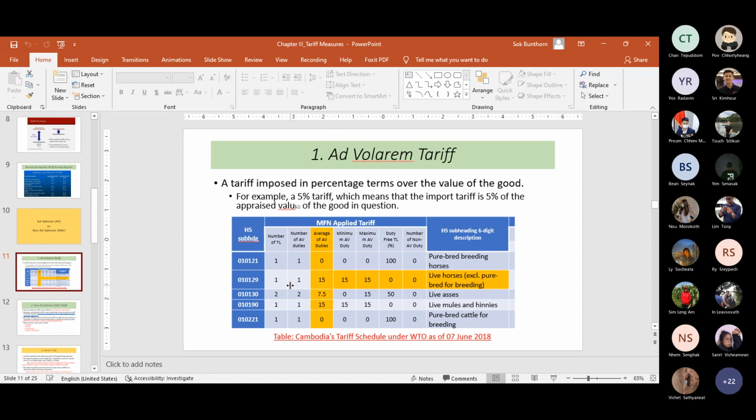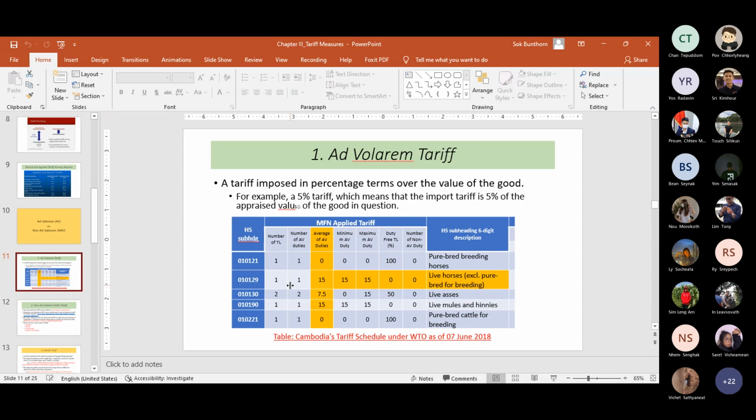It means that if the price of the good is, for example, 100 US dollars, and we apply a 5% tariff, the value of the tariff is 5 US dollars, because the tariff is calculated compared to the overall value of the good. So again, the special takeaway from the ad valorem definition here is the comparison of the tariff with the value of the good.